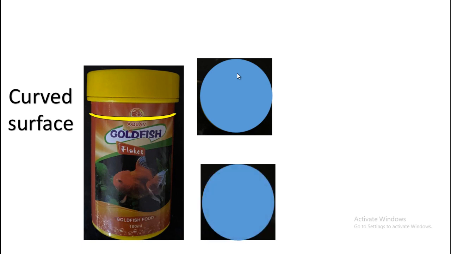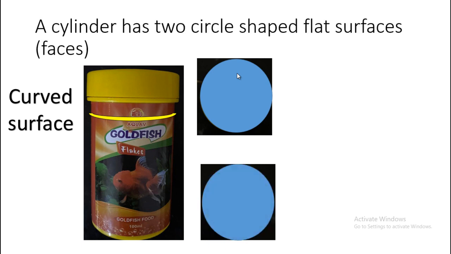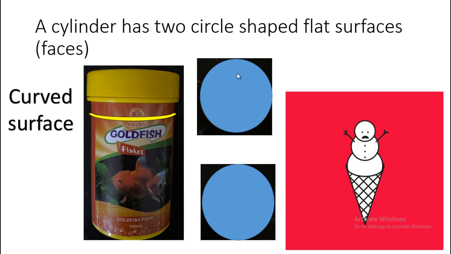Look at the ice cream cone now. What kind of face does it have here? Again, a circle. So the cylinder has two circle-shaped flat surfaces that we call faces. It has two circles, but the cone has only one.